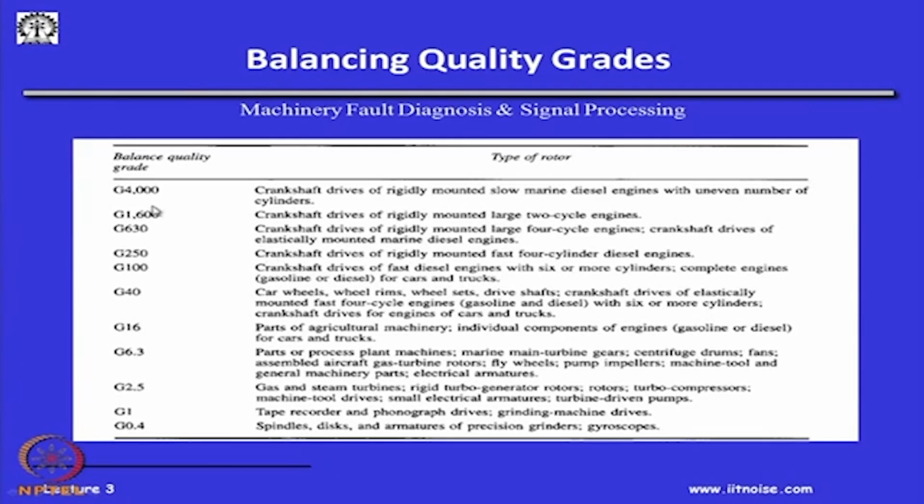When you have, say, G 1600, that is for crankshaft drives of rigidly mounted large 2-cycle engines and marine engines, etc. For small gas turbines, steam turbines, and rigid turbo generator sets, it is G 2.5. So, the balance quality grades to which we have to balance are actually specified by such standards.